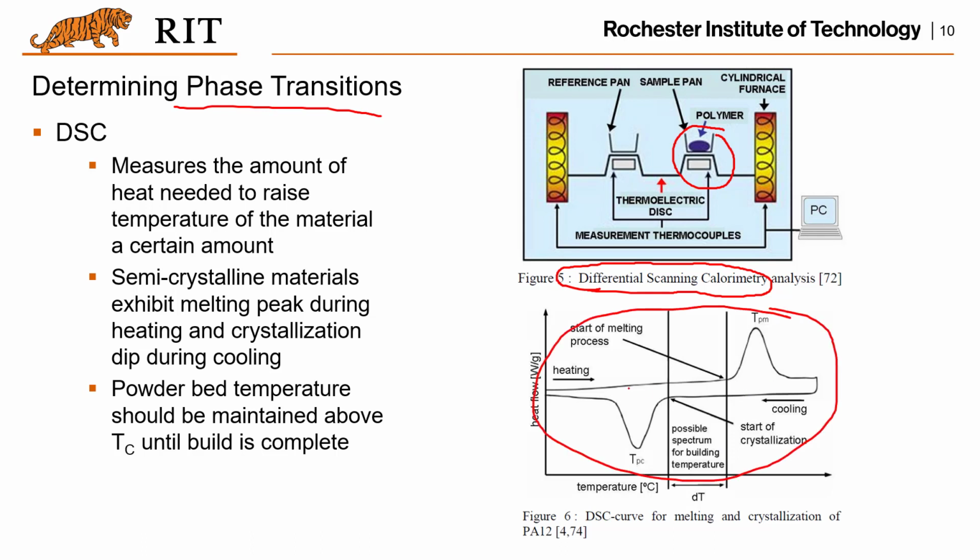As you can see here, this part shows the heating process, right? And here is the melting point. And after that, you can see here is the crystallization temperature. Basically, here is the melting, and then this is the cooling.